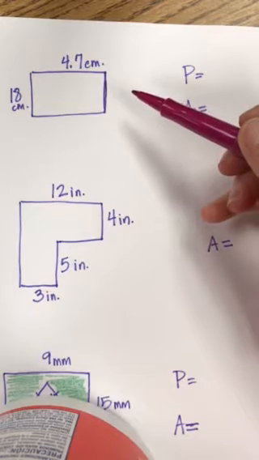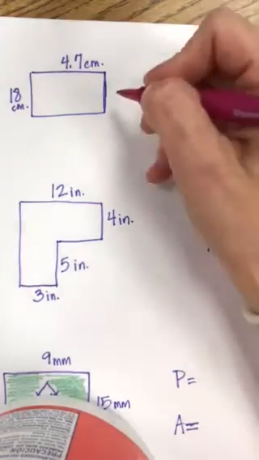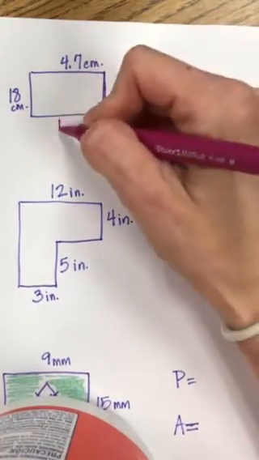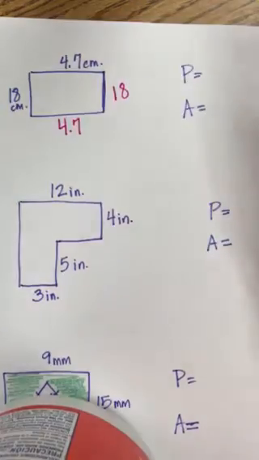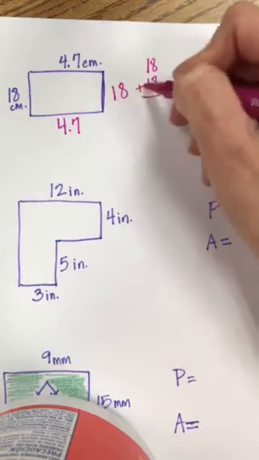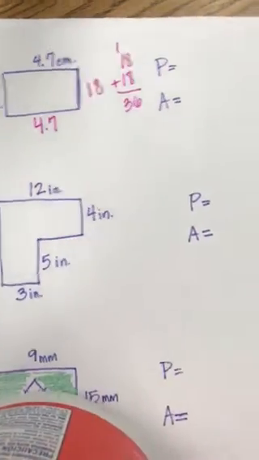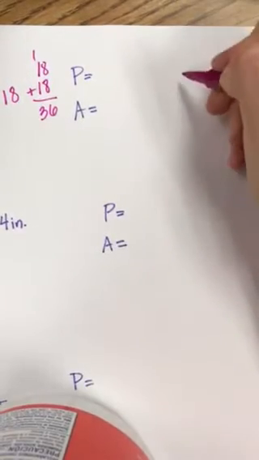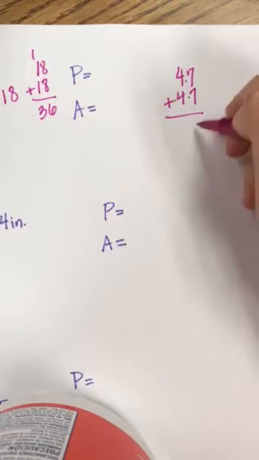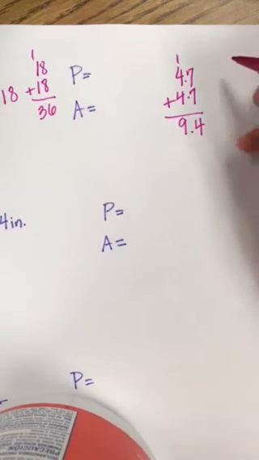Remember, perimeter is to add up all of your sides, or you can double the length and double the width. So I know if 18 is on the left, then 18 is on the right, 4.7 at the top, 4.7 at the bottom. So I'm going to add 18 plus 18. That gives me 36. And then I'm going to come over here where I have some room. 4.7 plus 4.7 is 9.4, and now I need to put those together.